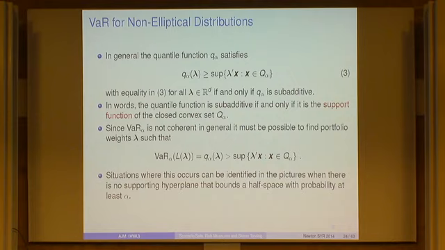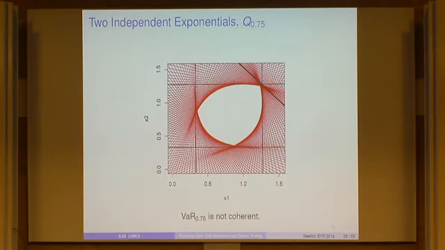And as I've indicated, the situations where this occurs can be identified in the pictures when there is no supporting hyperplane that bounds a half space with probability at least alpha. When you see that in the picture, you know you have a situation where you can pick a direction lambda and create an explicit demonstration, using that direction, of the superadditivity of VaR for non-elliptical distributions. That again was the picture for the two-dimensional case.